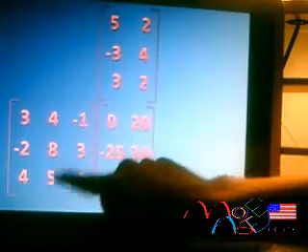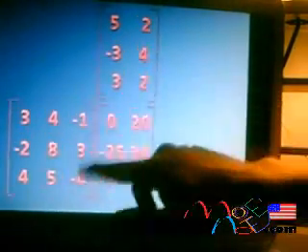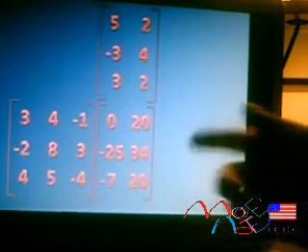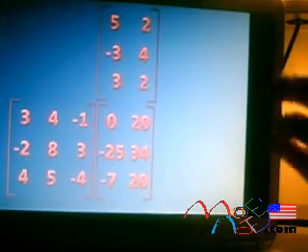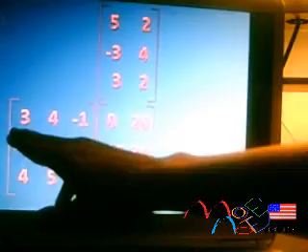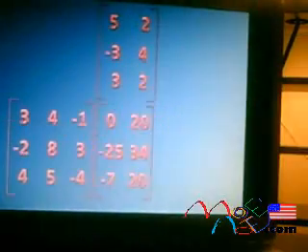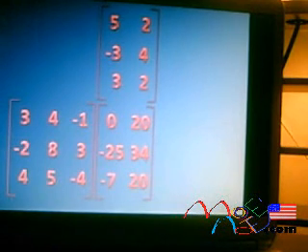4. 20. Negative 15. Negative 12. And the same there. And that's how you multiply 2 matrices. Just remember, they have to be compatible. They have to have rows here equaling columns here, otherwise the answer is undefined. And those are the various types of operations you're going to deal with in matrices.